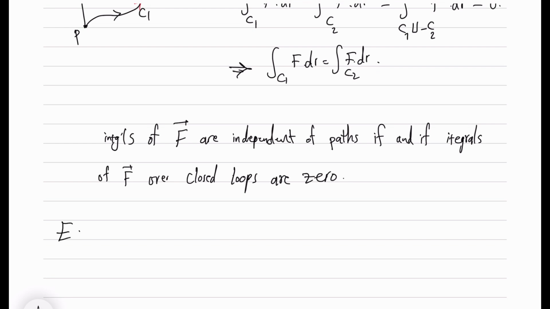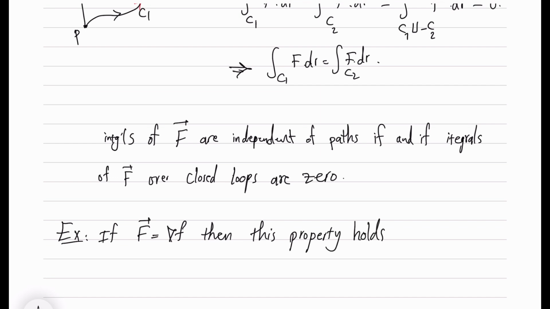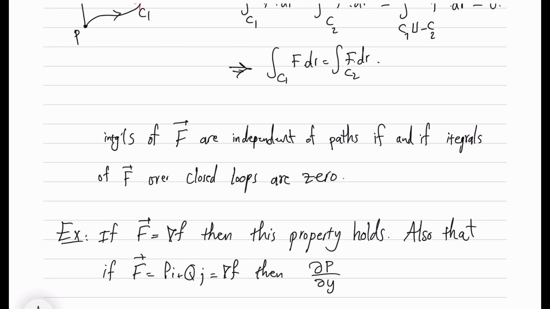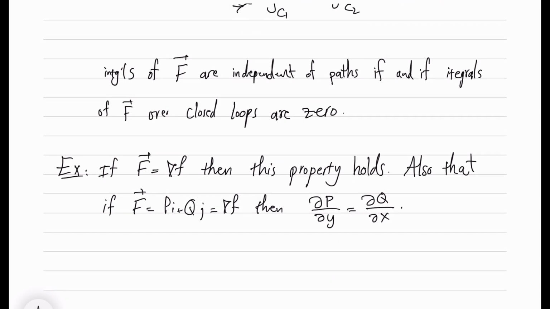So we have seen that if F is a gradient field, then this property holds. Also, if F is Pi plus Qj and is a gradient field, then the partial of P with respect to y is equal to the partial of Q with respect to x. So two properties for gradient fields, or maybe three if we include these as separate properties.